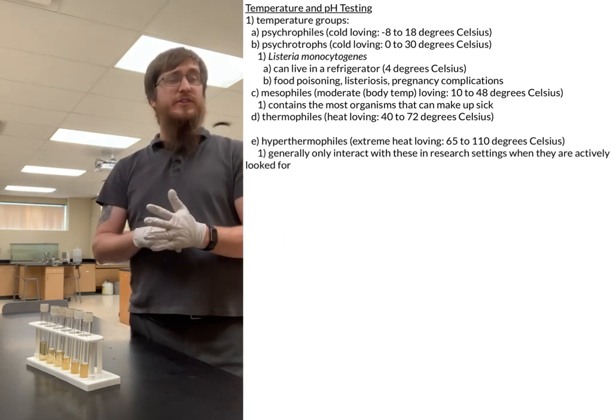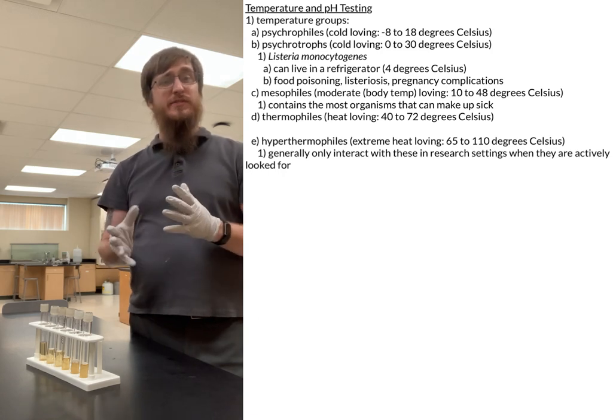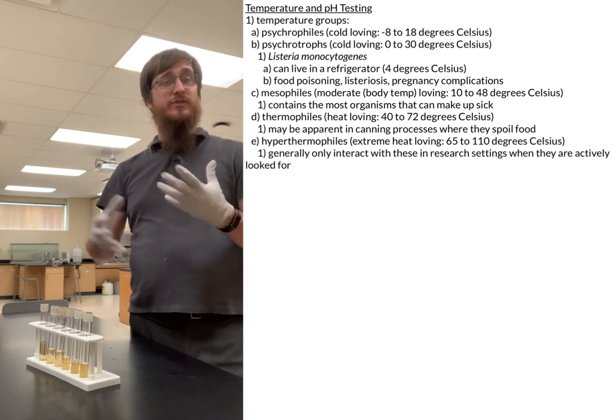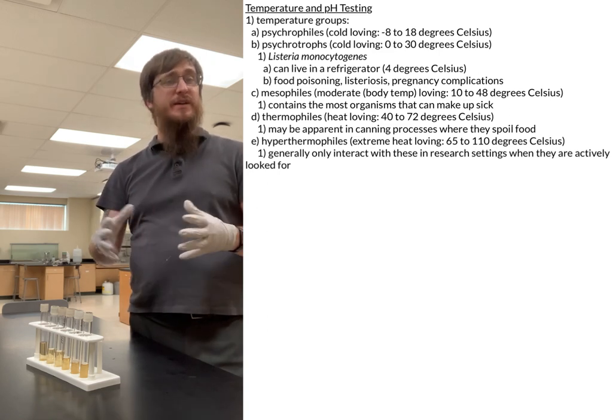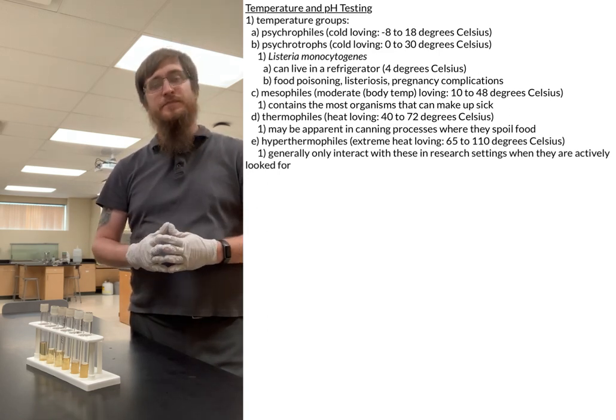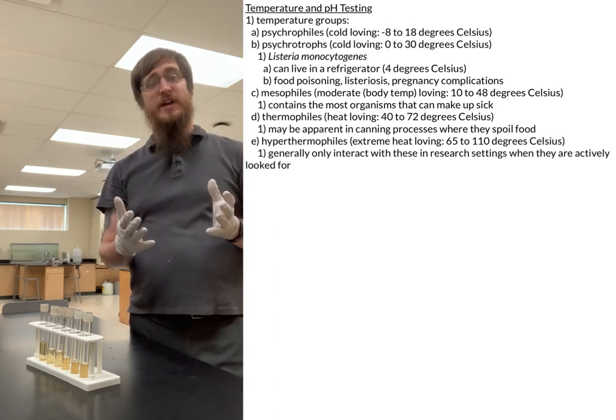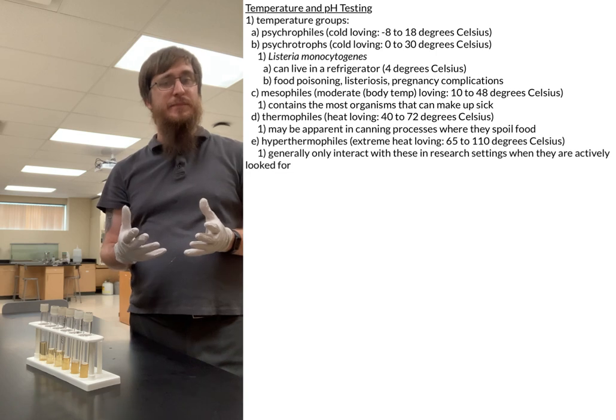But with the thermophiles, there might be some of those in certain types of canning processes, and if they are allowed to live in some of these different environments, they can sometimes spoil food. But those are the basic temperature groups that we have and that we can test for in our lab setting.